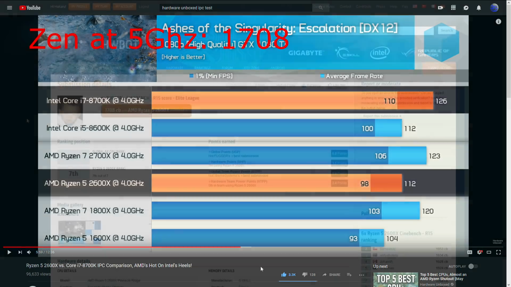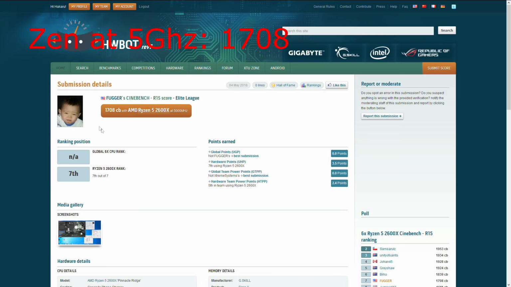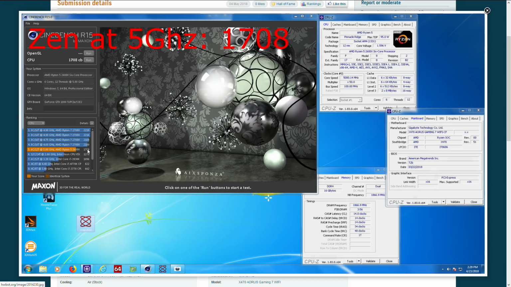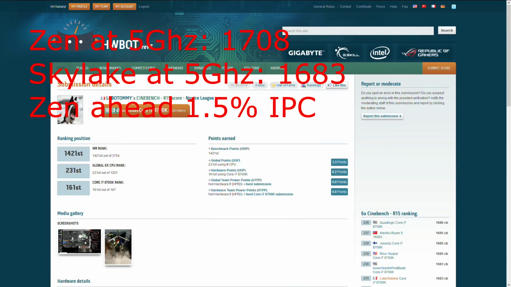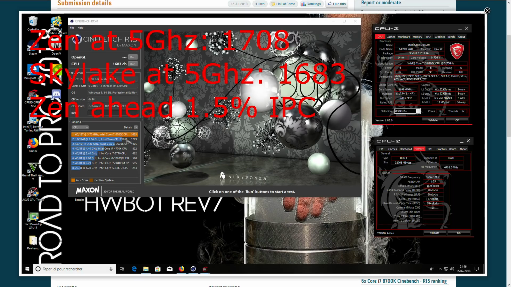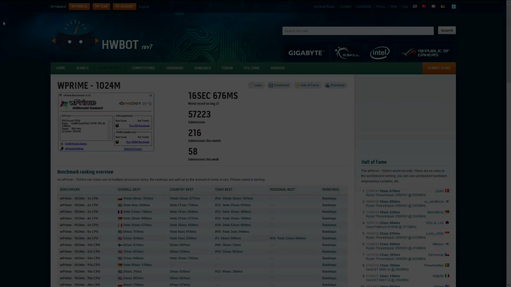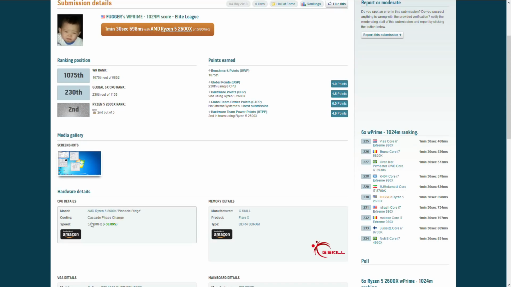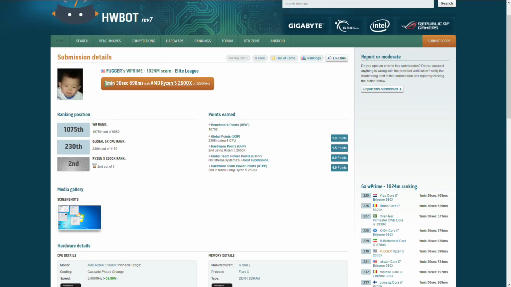A real example is these two Cinebench runs. A Ryzen 5 2600X at 5 GHz with 6 cores and 12 threads up against an i7-8700K also at 5 GHz, 6 cores and 12 threads, with the AMD CPU pulling ahead by 1.5%, well within run-to-run variance, effectively demonstrating the same IPC.